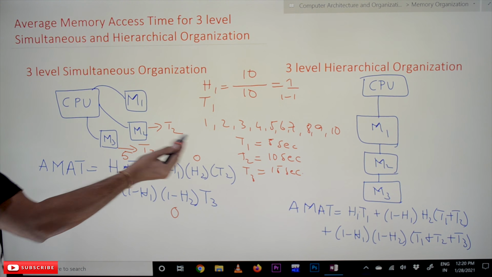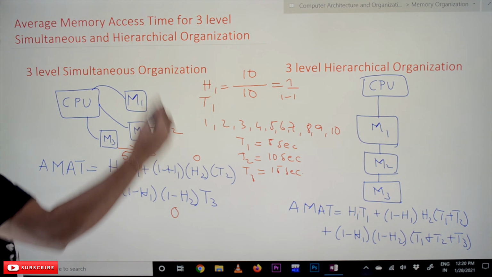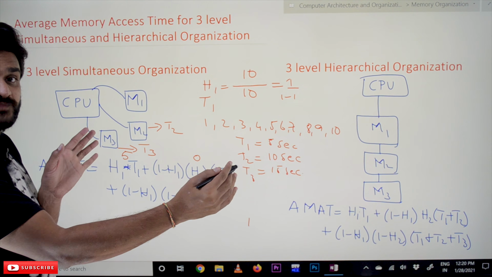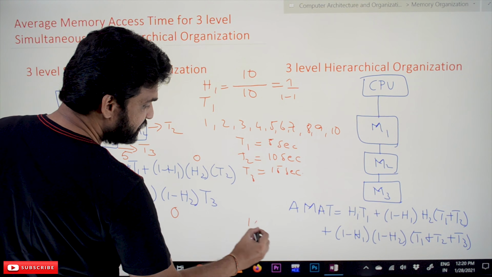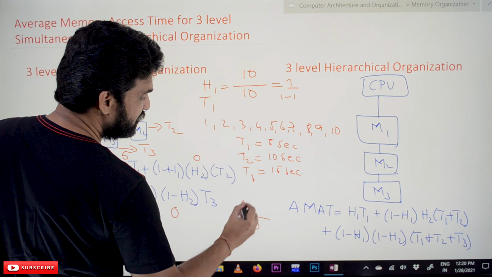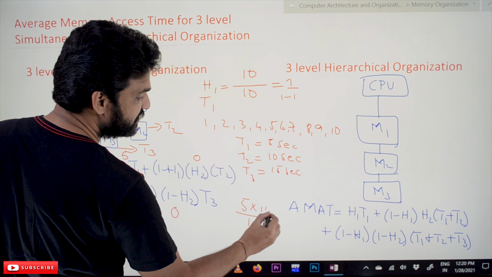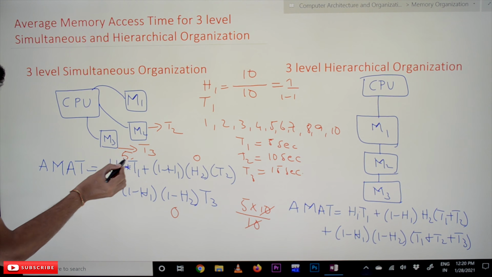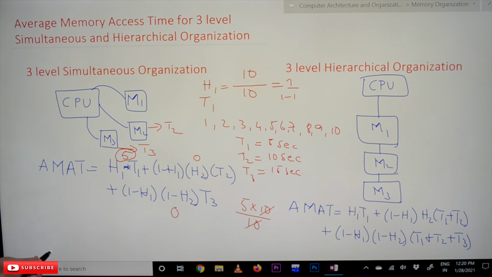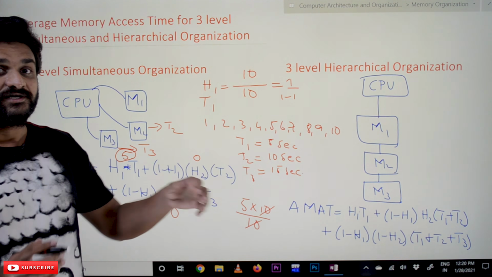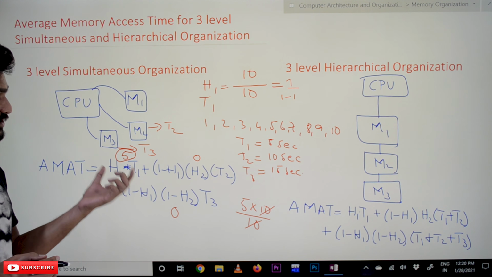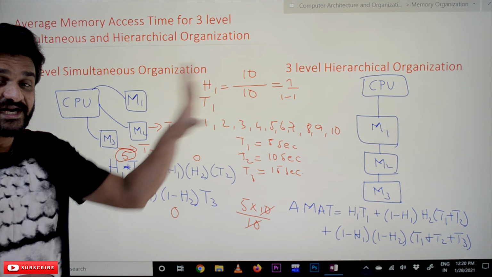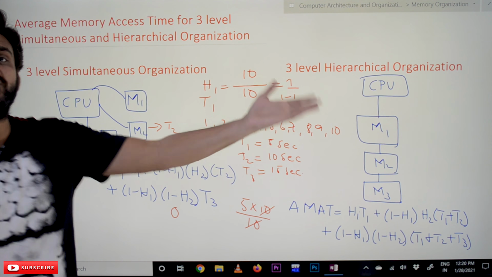If all are hits, what is the average time? The total number of requests is 10 and the time taken is 5 seconds, and all are hits. So the average time is going to be 5. So we got 5 as the average memory access time if all are hits. For 10 requests, the average time is 5 because all are hits.